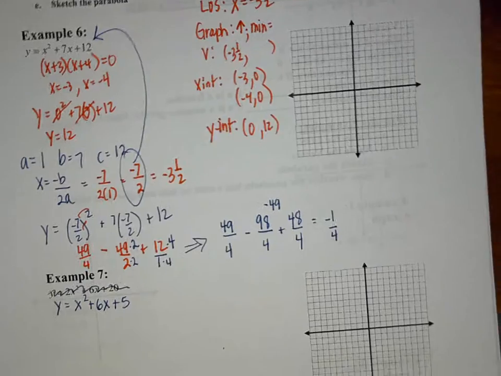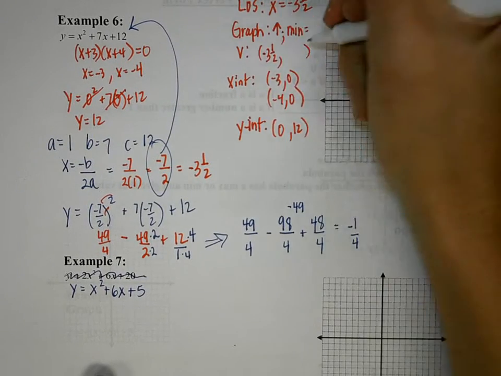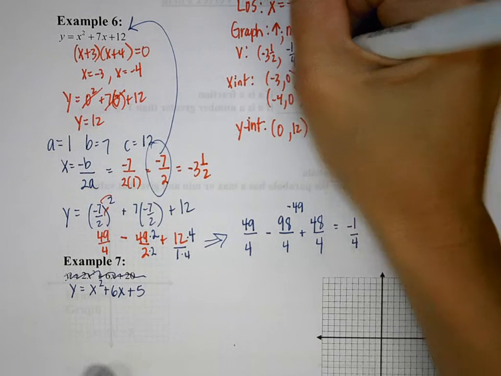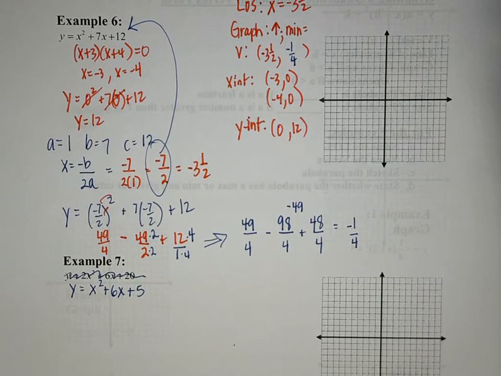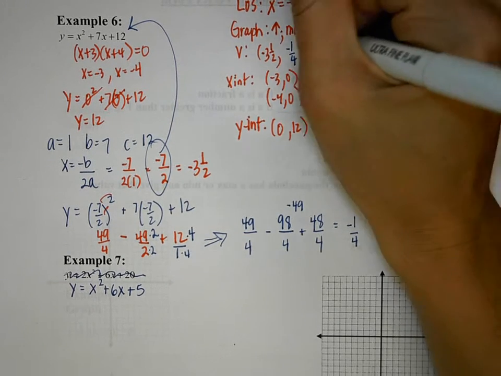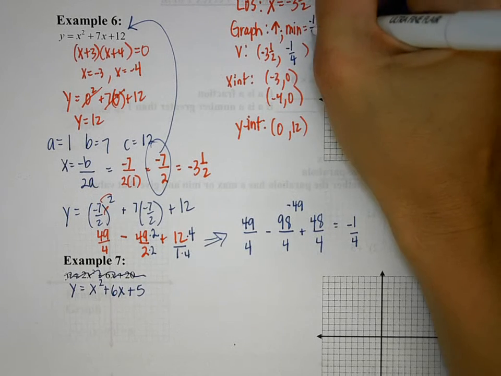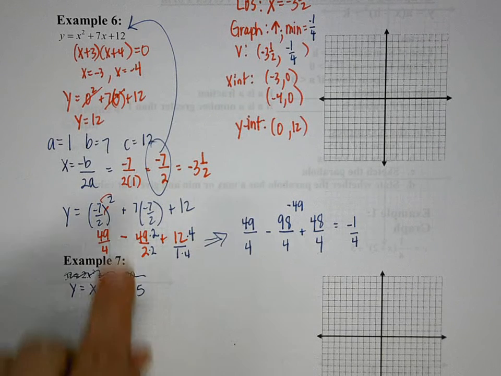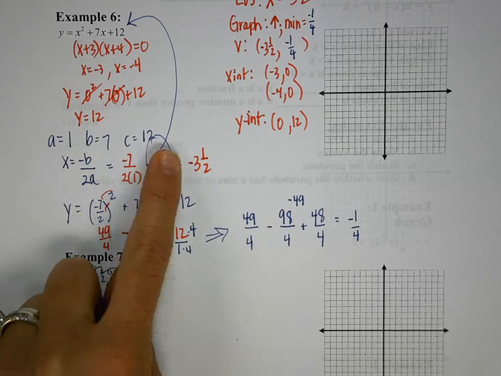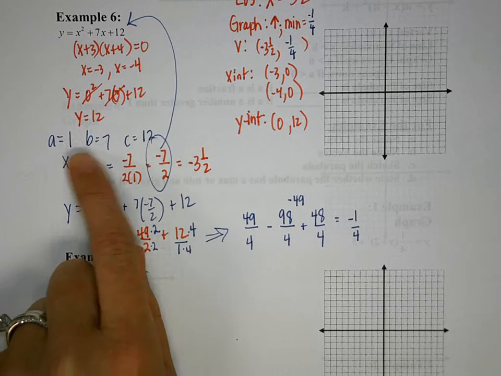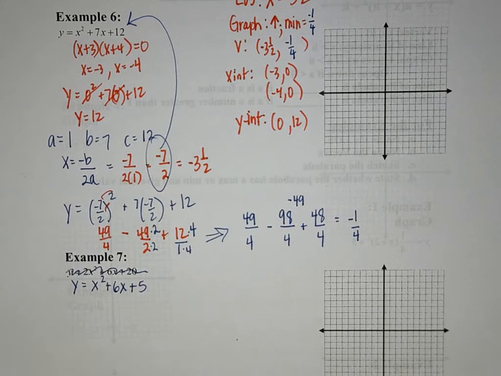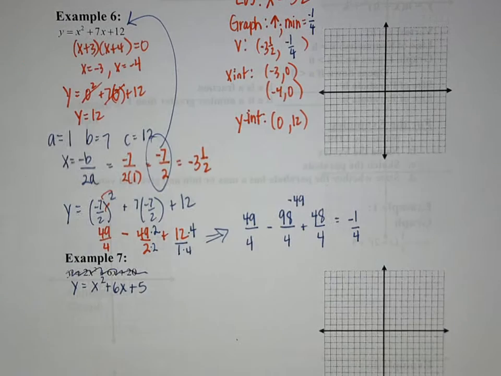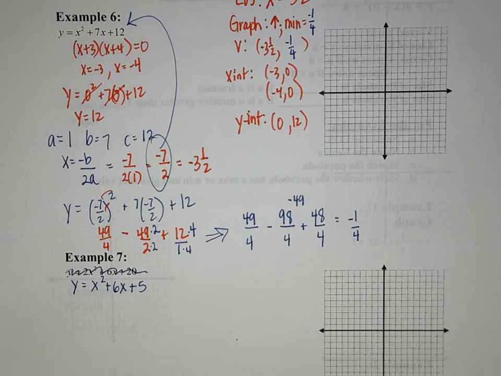So that means my y value of the vertex is negative 1/4. And that negative 1/4 is also what? My minimum value. Because I didn't end up with a fraction of a fraction on this one. Because my a value, that only happens when like one of these is a fraction. Okay? All right. So now we have to plot all these points.